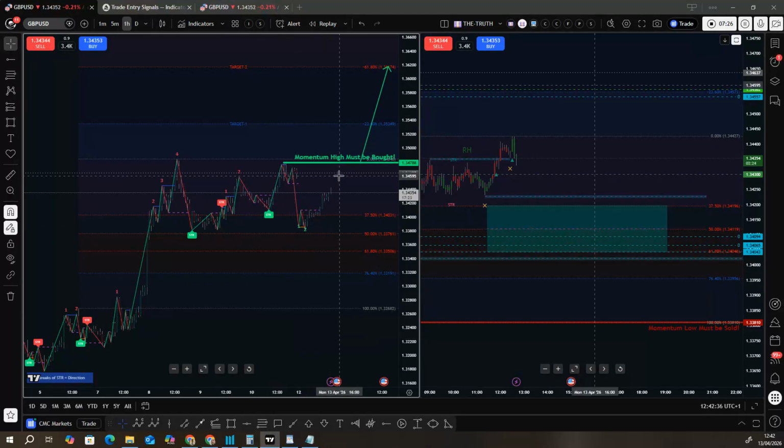With the pound, the pullback will give us opportunity as long as it stays above the momentum low. So the gap we saw is a discount. I think that's a good title for this video. The gap is a discount.